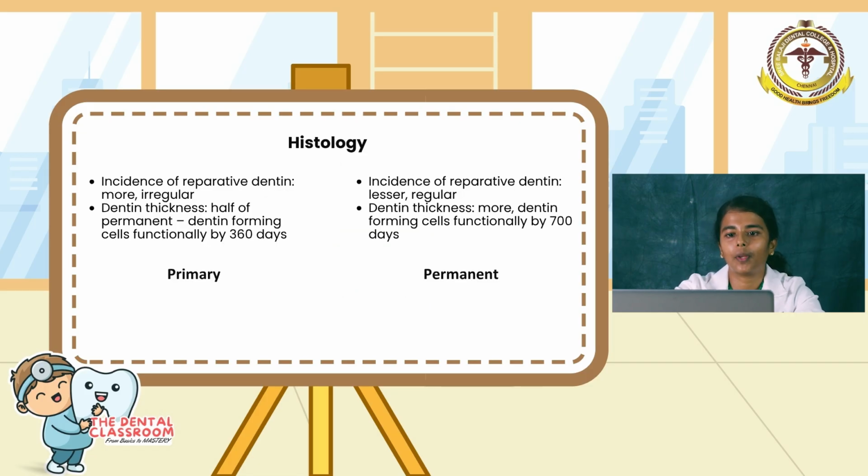The incidence of reparative dentin formation in the primary dentition is higher, but in an irregular pattern. In the permanent dentition, the incidence of reparative dentin deposition is lesser, but the pattern is very regular when compared to the primary dentition. Also, the dentin thickness in primary teeth is half the amount seen in the permanent teeth, and the dentin-forming cells remain functional for about 360 days in the primary dentition, and about 700 days in the permanent dentition.